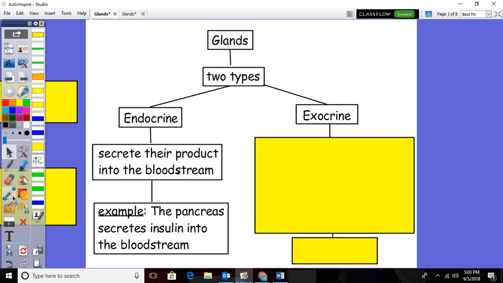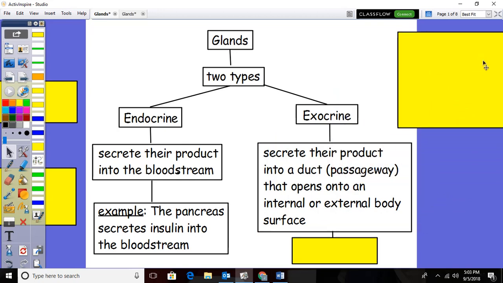Our main focus for today is going to be your exocrine glands. So I'm going to go ahead and reveal this one. Exocrine glands don't secrete their product into the bloodstream. They secrete their product into a duct or a passageway that opens onto an internal or an external body surface. What does that mean? An external body surface is the surface of your skin. An internal body surface could be the inner lining of your stomach or of your small intestine.